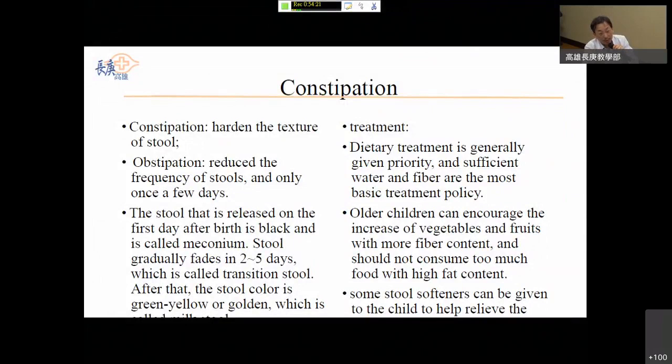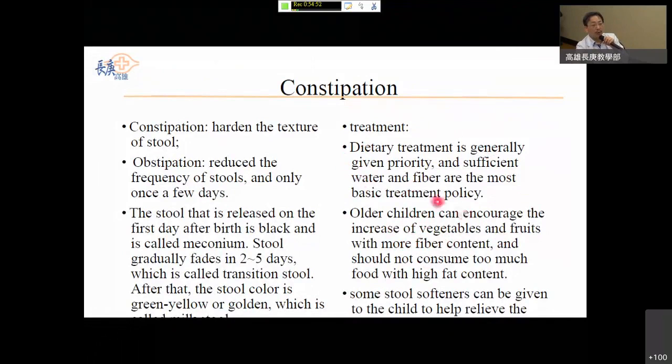Class, it's because always keep in mind, if you only give sufficient fiber but not water, you will make the situation worse, okay? You will make the situation worse. So when you give sufficient fiber, remember, also give sufficient water, okay? Also give sufficient water. And this is what happens for the older child as well, okay?